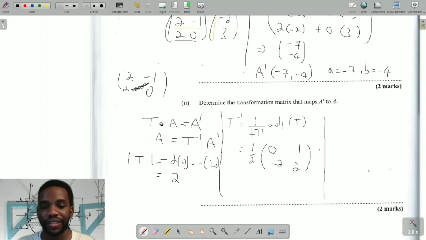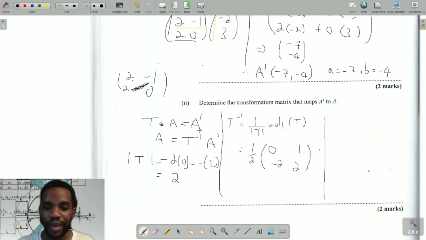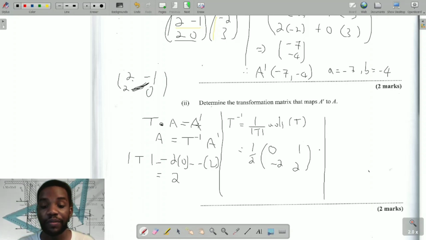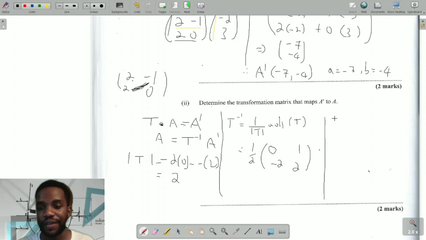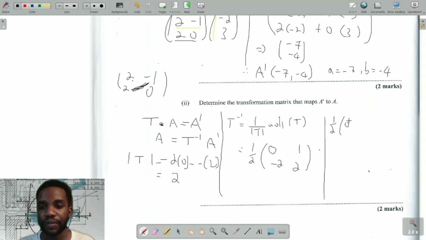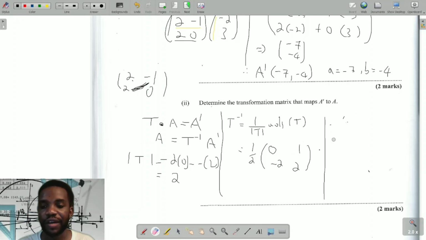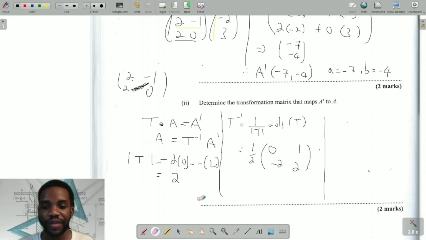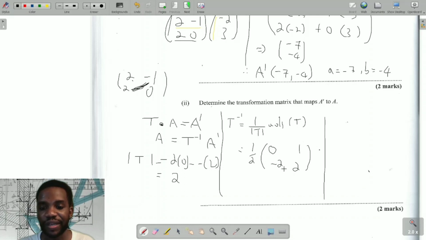Now you have the inverse of t, which now you're going to need to multiply by A prime. So you're going to have a half, 0. Good, I don't even need to go that far because they're saying determine the matrix. We now have the matrix. So what I can do is condense this, which is to multiply everything by a half, because this is the matrix.